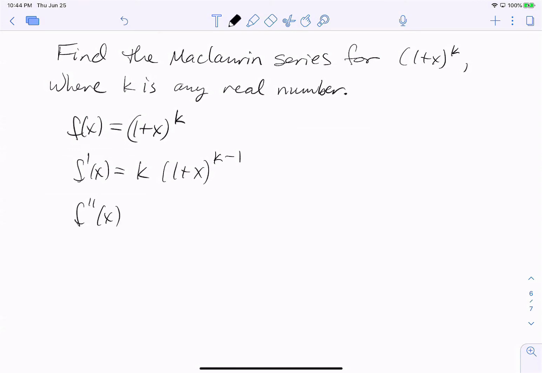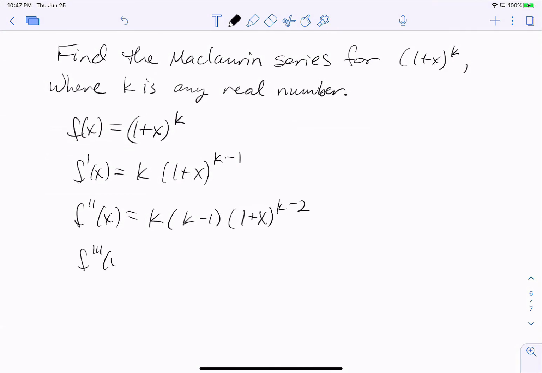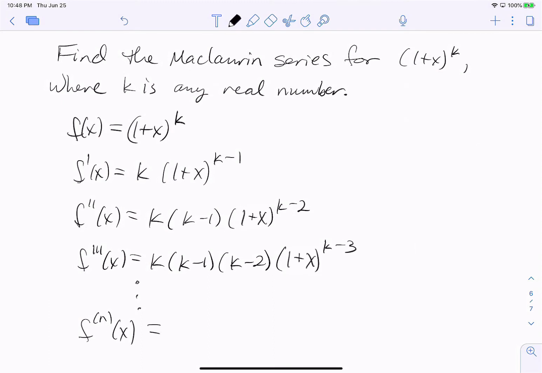F double prime of x is equal to k times k minus 1 times 1 plus x, that quantity, to the k minus 2. F triple prime of x is equal to k times the quantity k minus 1 times the quantity k minus 2 times 1 plus x to the k minus 3. That's enough of that. Now we're going to generalize this and say that the nth derivative of f of x is equal to k times k minus 1 times k minus 2 times, and so on, times k minus n plus 1, times 1 plus x to the k minus n.